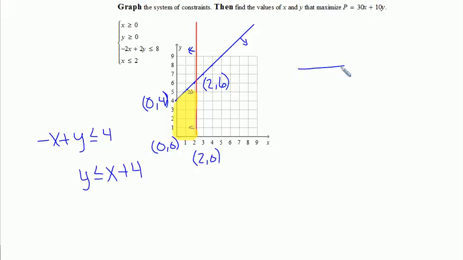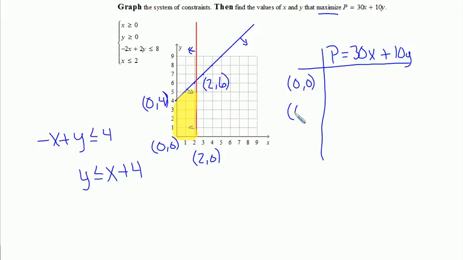We need to plug those into the function and look for a maximum value. So the function is p is equal to 30x plus 10y. My points are 0, 0, 0, 4, 2, 6, and 2, 0. And notice that my function has everything positive, so I should be able to rule out some values here that I don't really need to plug in.